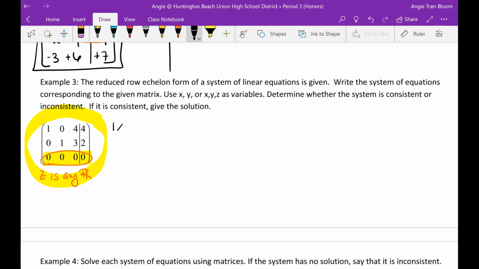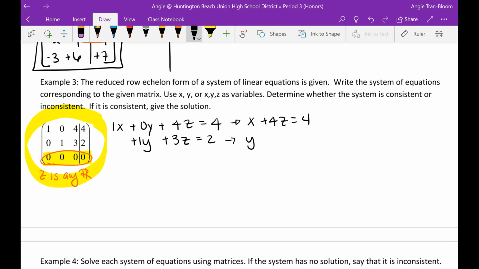this way. 1x plus 0y, which is technically I don't even have to write, plus 4z equals 4. 0x plus 1y plus 3z equals 2. I don't want to write the 0 in there, so this is really technically x plus 4z equals 4. This is still the same, but I'm not going to write the 1, so this is going to be y plus 3z equals 2. Because the last row of this matrix is all zeros, I don't have to worry about it.